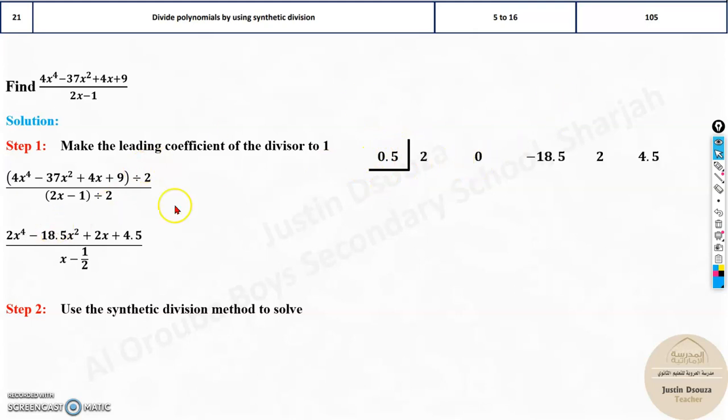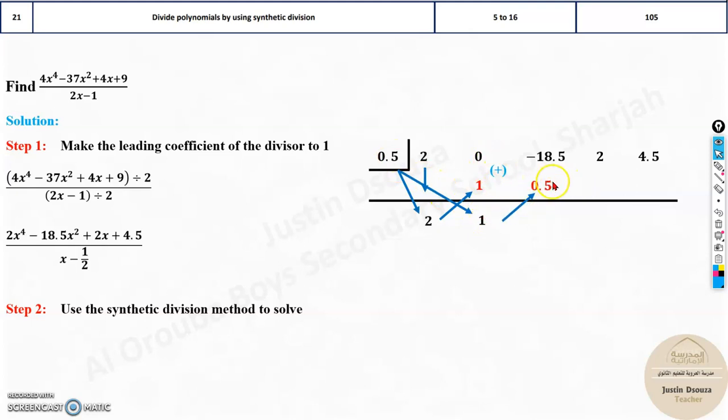And then write the coefficients. These are the coefficients. 2, 0, negative 18, all that. Why 0? Because there is no x to the power 3. That's why we write 0. Now, again the same method. First term comes down. Multiply this over here. Write the answer over here. So 1. Add these both terms. 1. Multiply over here. It's 0.5.